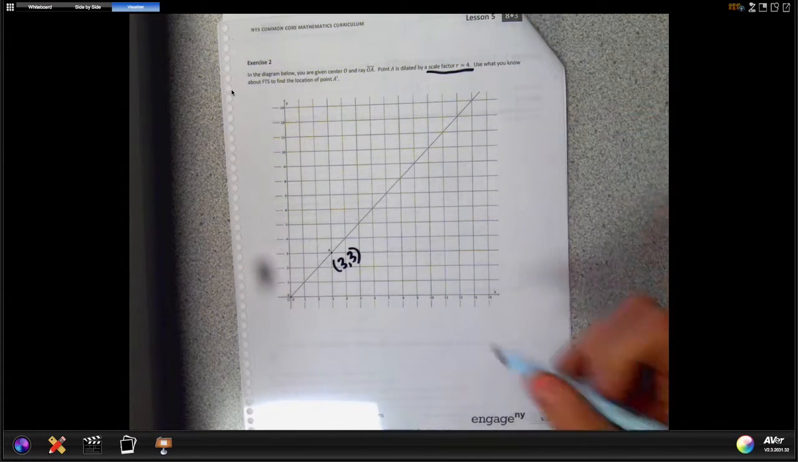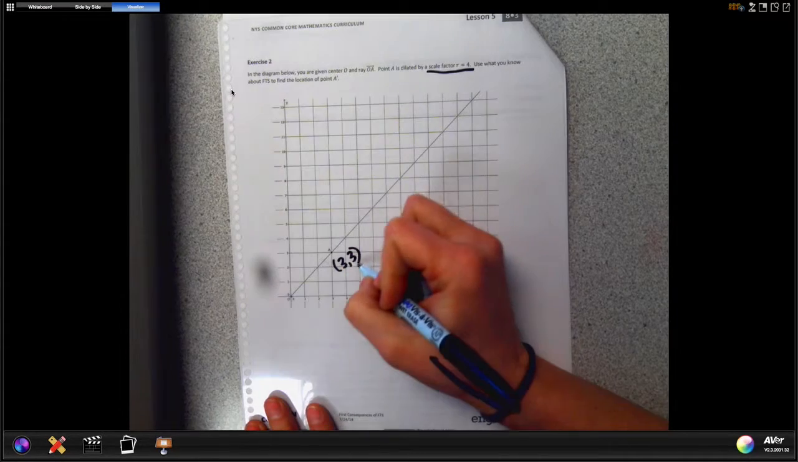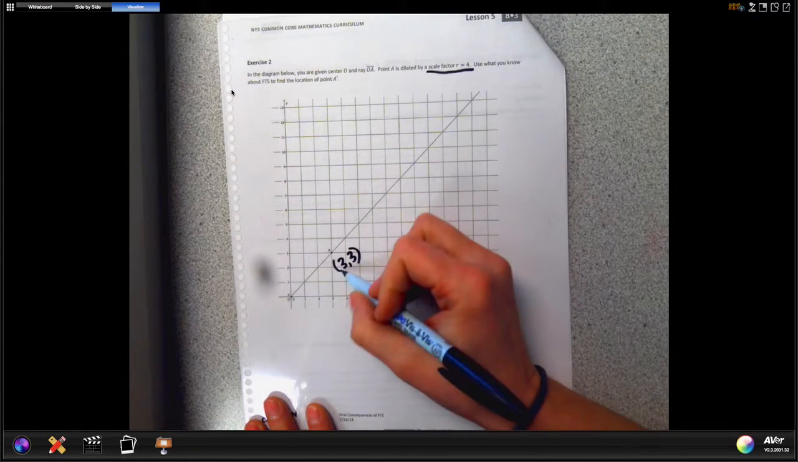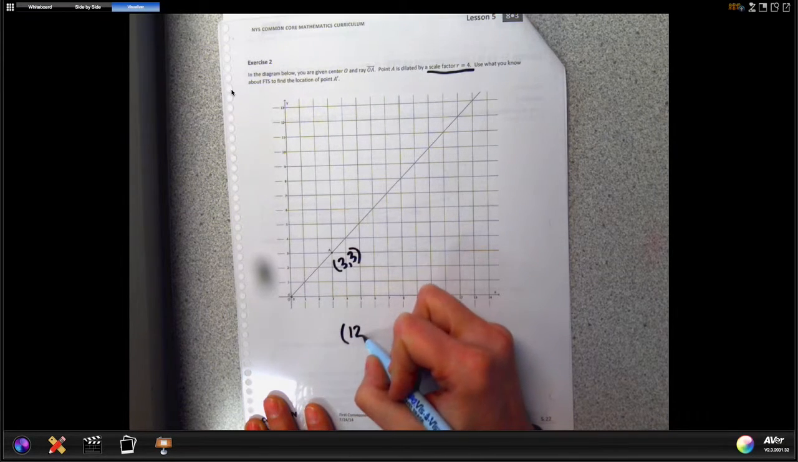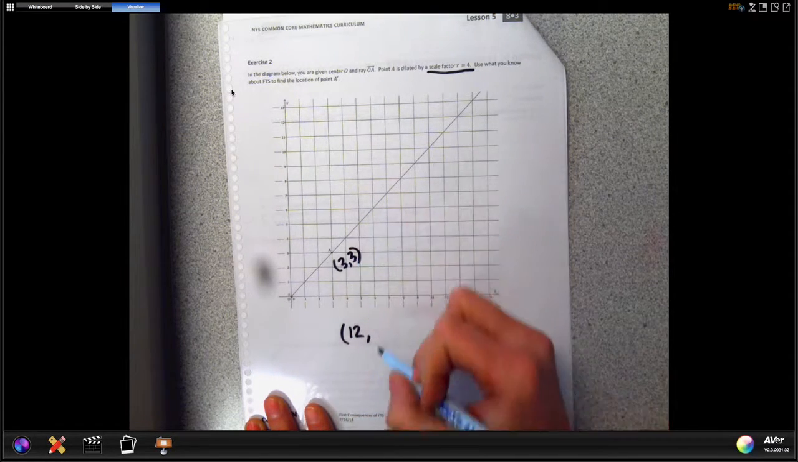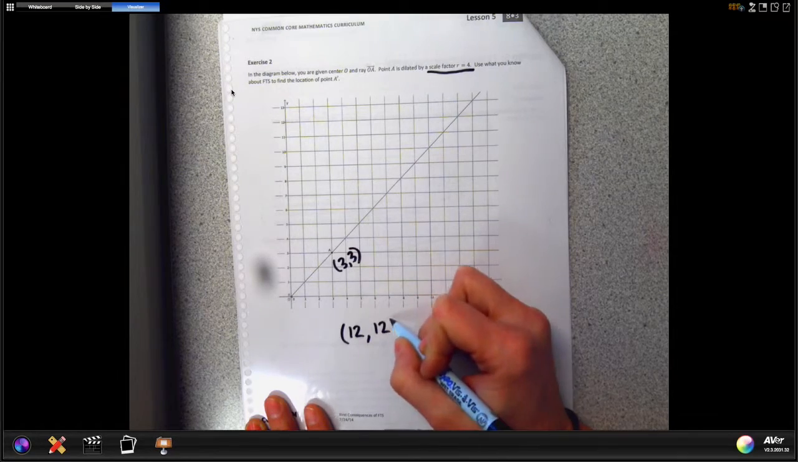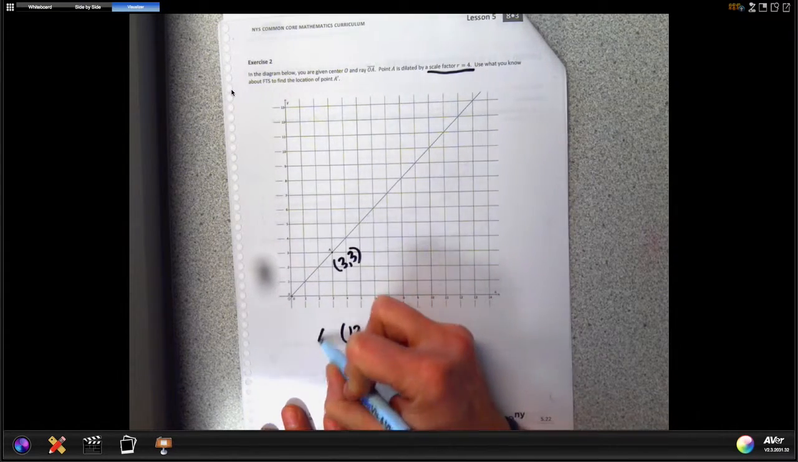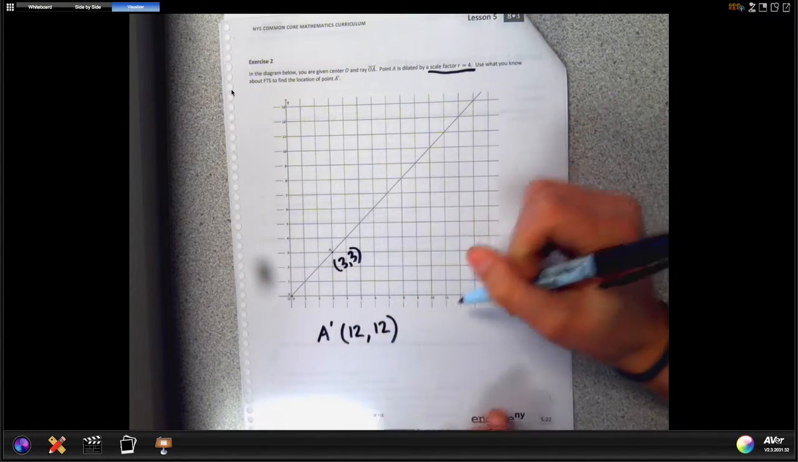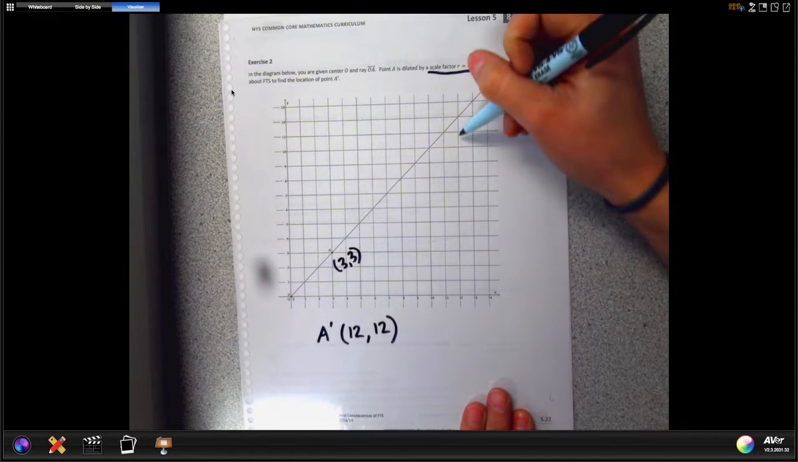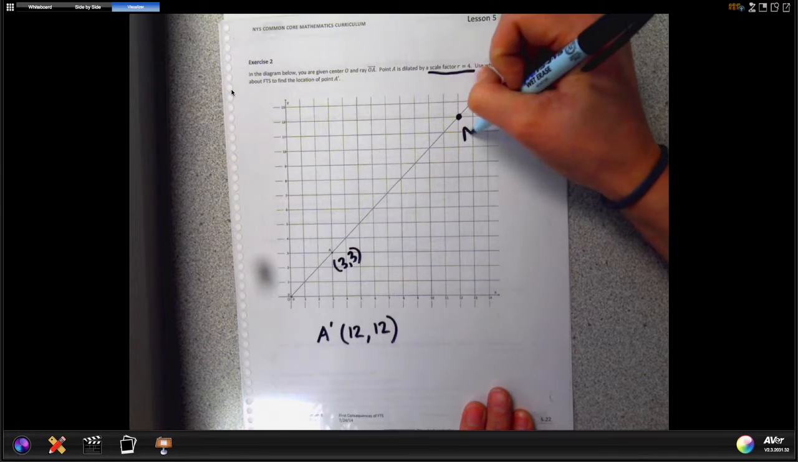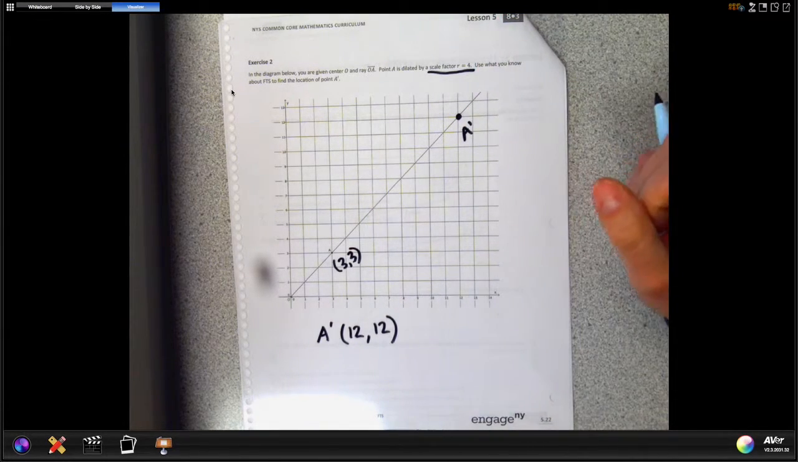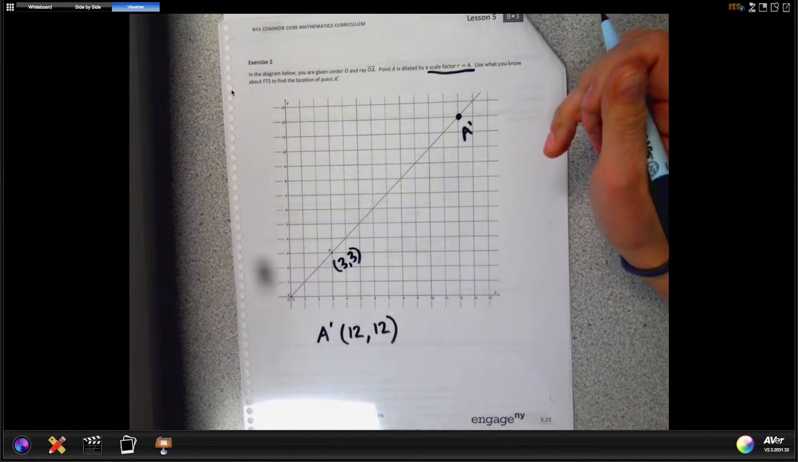Well, what you do then is you multiply both of these by 4. So if you multiply 3 by 4, our new first coordinate, our new x is going to be 12. And if you multiply this 3 by 4, your new y is going to be 12 as well. So A prime is going to be 12, 12. So over 12, up 12. And again, you should land on this line. Here's your A prime. And again, that is a review.